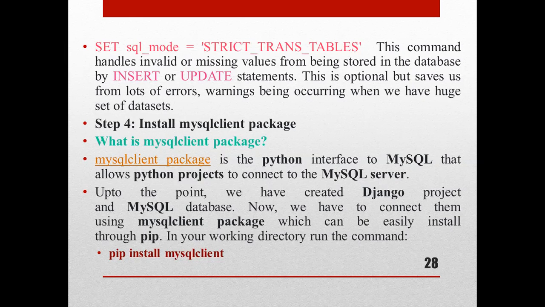So till now we have seen how to create a Django project and how to create a MySQL database. Now we are going to see how to connect the MySQL client package, which can be easily installed through pip commands in our working directory. Simply write on your command line, in the working directory, pip install mysqlclient. After executing this command, it will install the MySQL client package.